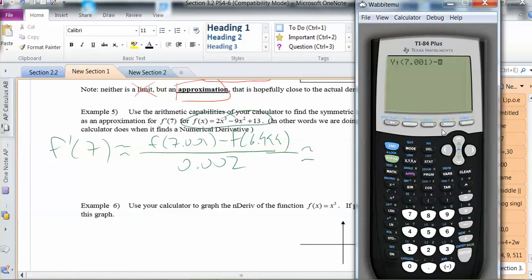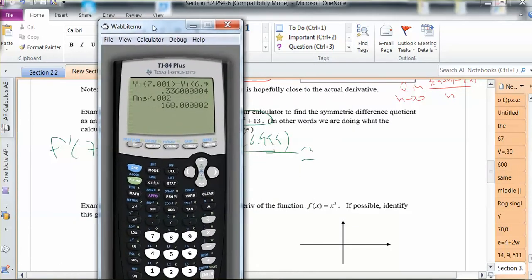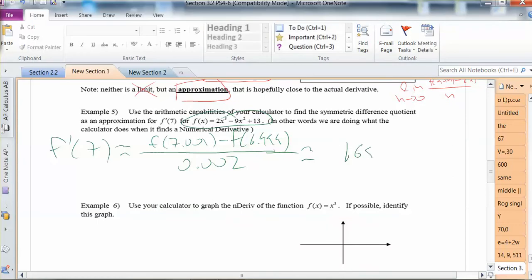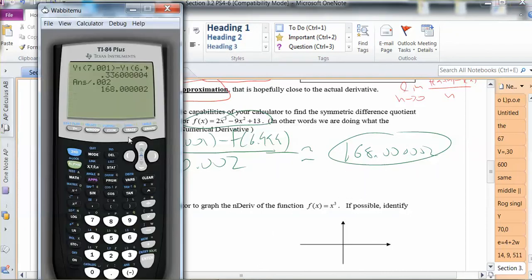And then alpha, trace, 6.999. So you get that, and then divide that by 0.002. So this is probably more efficient than just trying to plug in 7.001 into 2x cubed and 9x squared individually, which I think would take too long. So we get 168.002. Now, if I actually do the numerical derivative, I will get the same thing.